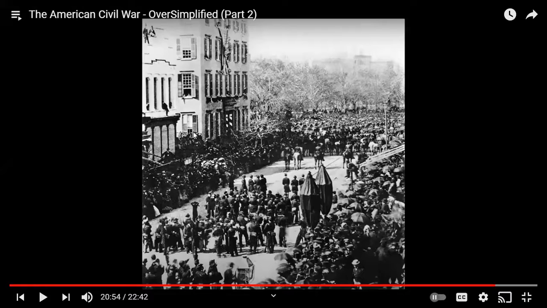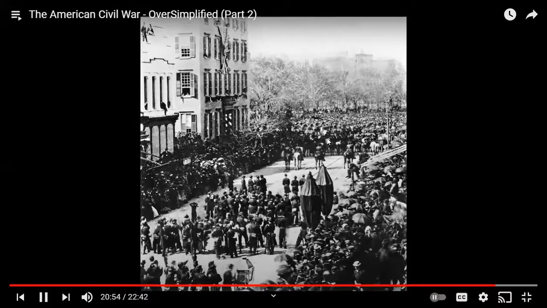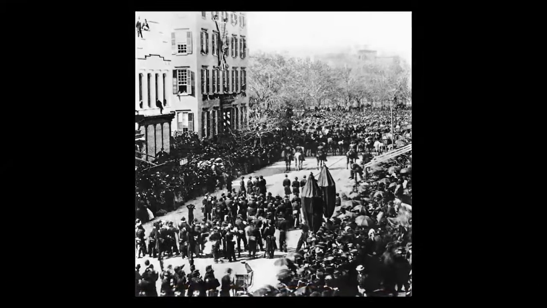Okay, so this picture. This is Lincoln's funeral in New York City. Those 2 boys right there, one guy there, one guy there, there's future President Theodore Roosevelt and his brother Elliot, I think. The nation mourned as a 12-day funeral procession carried Lincoln back to his home in Springfield, Illinois.